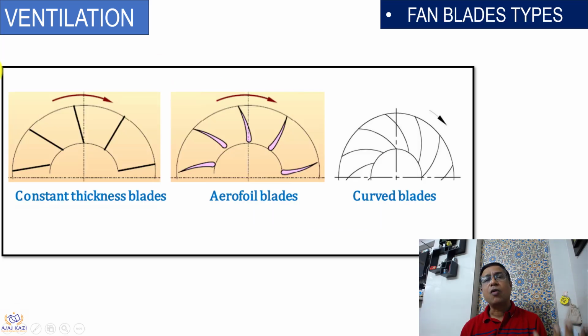So, if you talk about fan blades, these are the various blades where we have constant thickness blade, when the blade thickness remains same. We have aerofoil. It actually helps you to reduce the resistance. You say aerofoil design, so the resistance becomes less. Then we have curved blade fans, different types of blades.